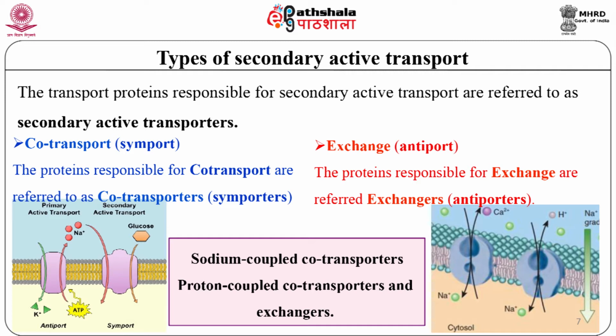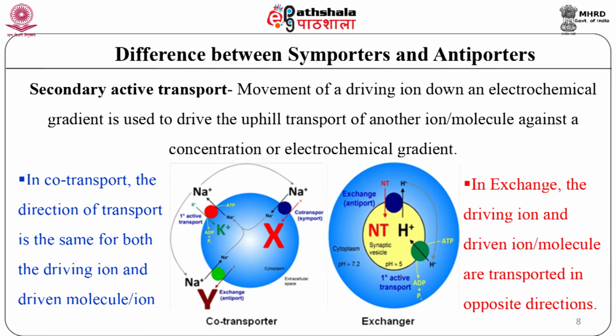Sodium is the driving ion for many cotransporters as well as many exchangers. Therefore, these transport proteins may also be referred to as sodium coupled cotransporters. Similarly, there are many examples of proton coupled cotransporters and exchangers too. In secondary active transport, the movement of the driving ion down an electrochemical gradient is used to drive the uphill transport of another molecule against the concentration gradient. In cotransport, the direction of transport is the same for both the driving ions and driven molecules, whereas in exchange, the driving ion and driven ion are transported in opposite directions.